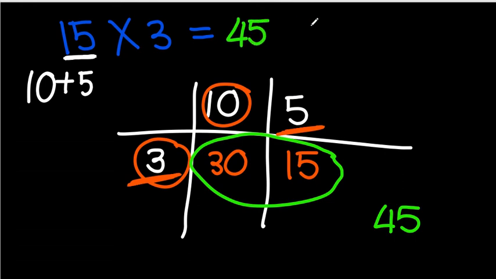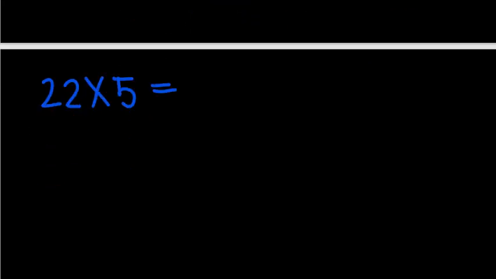So really, the most tricky part with the grid method, as you can see, is just setting up the grid. But once you have that set up, it makes the rest of your multiplication really, really straightforward. Let's have a look at another one to see if we can get this method cemented.